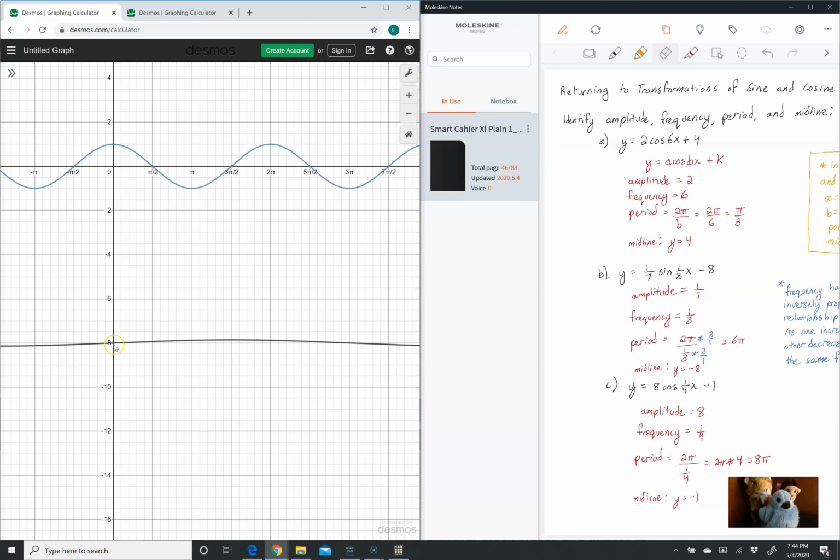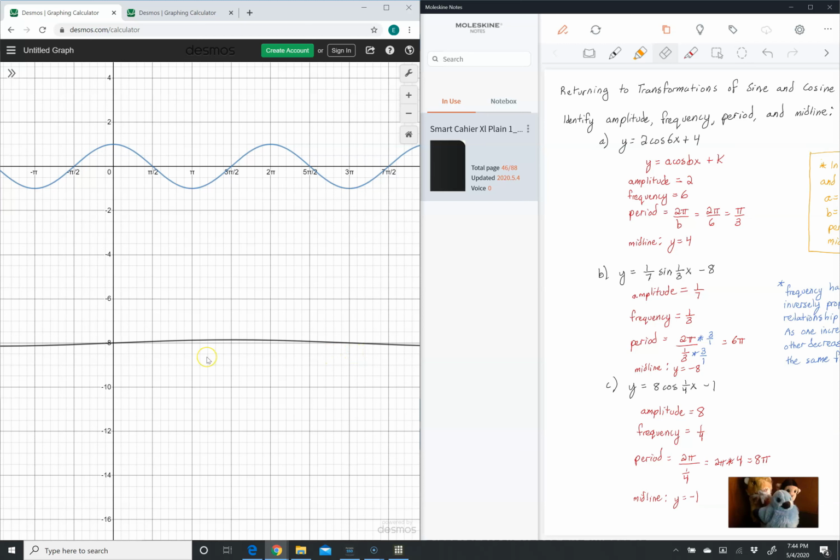So notice our midline is now y equals -8, and our amplitude is only 1/7. That's why it's so narrow. It looks almost like a straight line, right? Because it's only 1/7, and 1 is 2 boxes. That's the scale here, right? This would be -7. This is -8. So 1/7 is really small. It looks almost like a straight line.